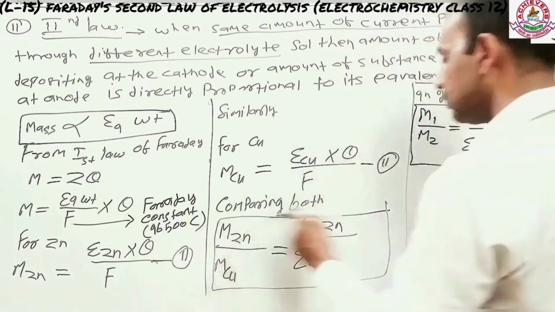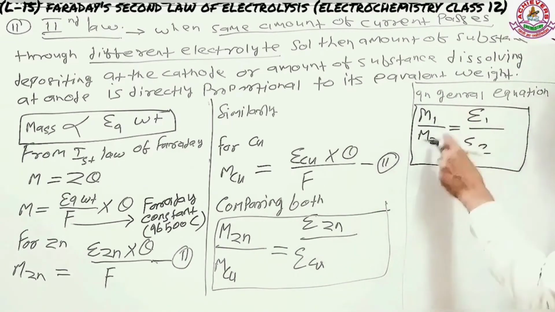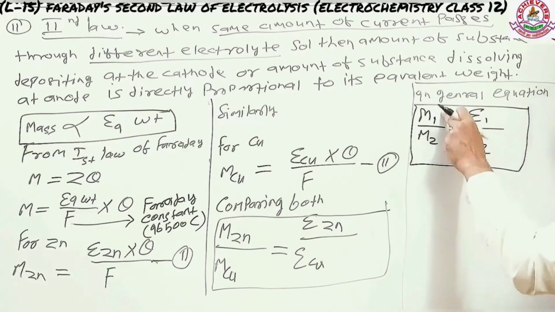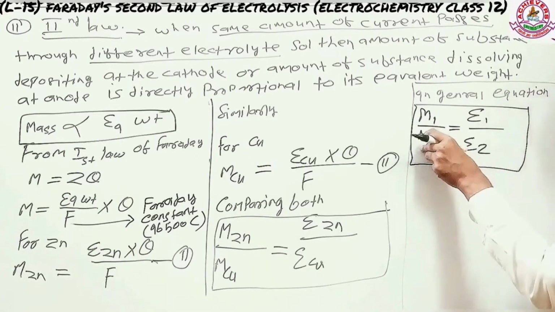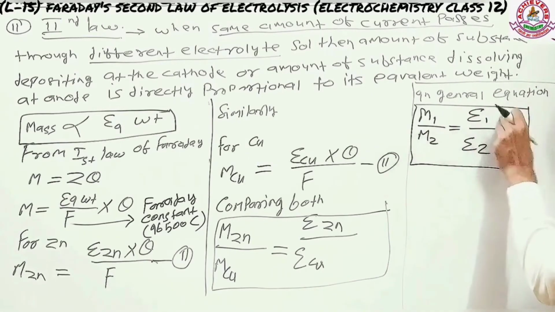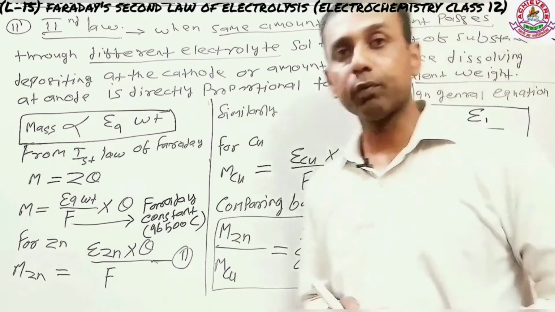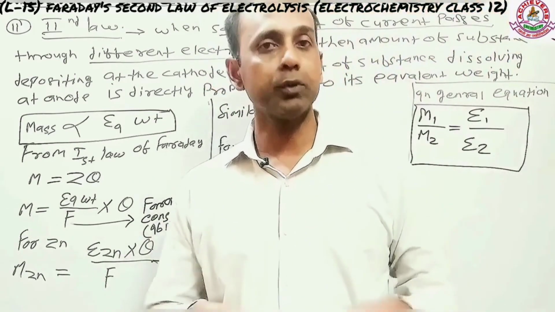Finally, on a general basis, this equation can be converted for any metal, M1 upon M2. What does that mean? Mass of a metal dissolving or depositing, divided by mass of another metal dissolving or depositing, is equal to the equivalent weight of the first metal divided by the equivalent weight of the second metal. So this is what the second law is. This is really, really important, not only from the board perspective, but also from the competitive perspective like JEE and NEET. So I hope you have understood everything.